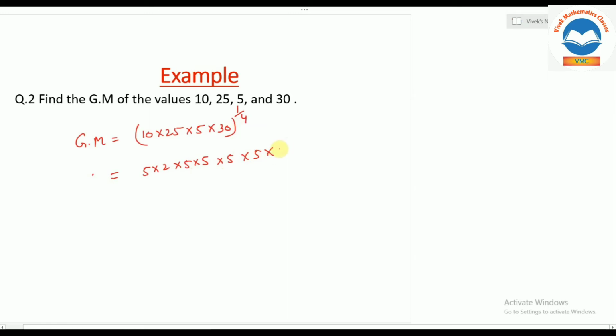6 will be 2 into 3. And this whole thing is to the power 1 by 4. So here we have 1, 2, 3, 4 fives, so 5 you can bring outside. What will be left inside? 5 into, 30 into 2 will be 60. So 60 will be left, 60 to the power 1 by 4. This will be the GM of all these numbers.